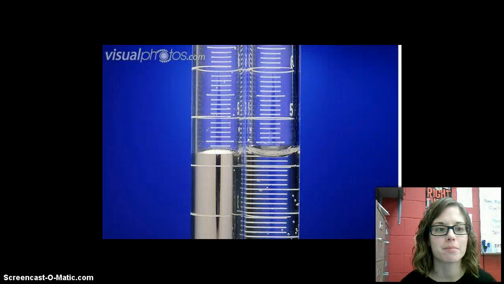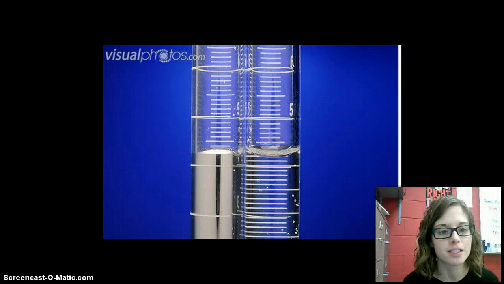And here is a picture for you. On the left, you can see mercury with that convex meniscus, and then you can see the water on the right with the concave meniscus.